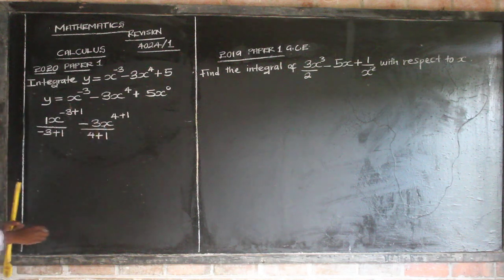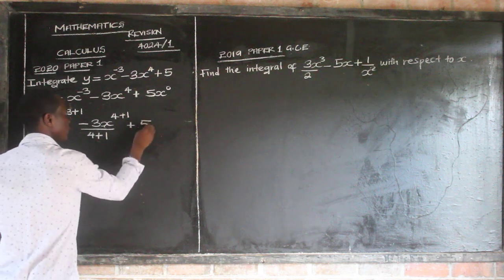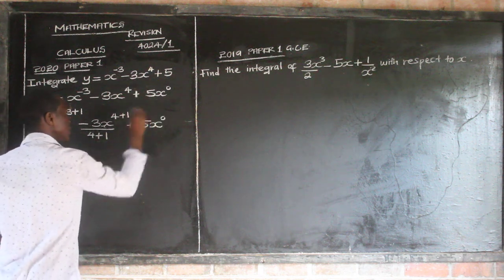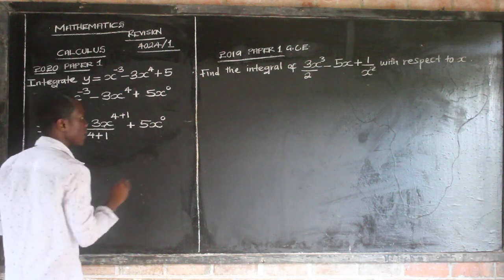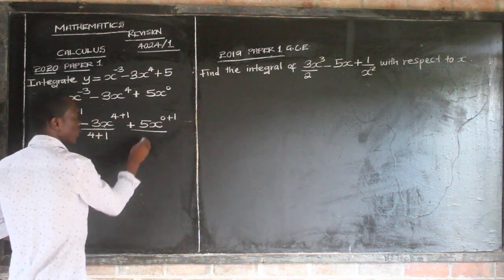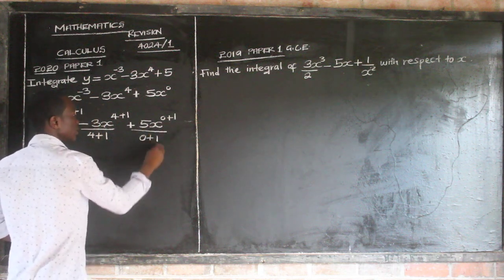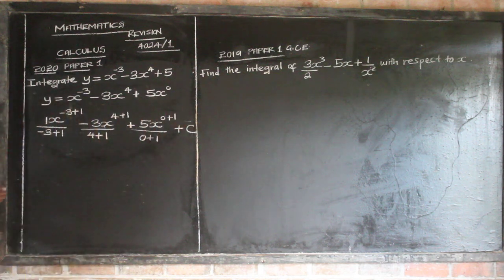Let us move on. Plus, you do the same this side. You have 5x to the power 0. Now we are saying the power increases by 1, so we say plus 1. Then you divide by the new power, which is 0 plus 1. Then you add a constant, which is C. So we can move on and say 1.